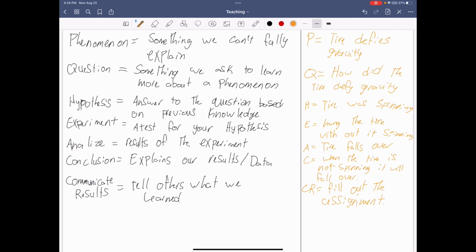It's a pretty simple activity today to kind of introduce our scientific method, and then we'll practice it in later lessons.